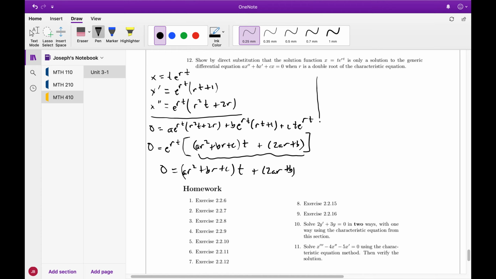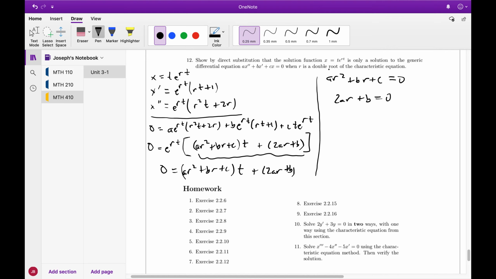Okay, so here's the key observation now. This is a function of t on the right-hand side, and so if this is going to be 0 always, well then certainly the coefficient of t has to be 0, right? So ar squared plus br plus c has to be 0, and furthermore the constant term, 2ar plus b, also has to be 0. Only these two conditions guarantee that the right-hand side will be 0 for all t values, which is what it has to be because it always has to equal 0 here. Right? Well, let's just go through these one by one.